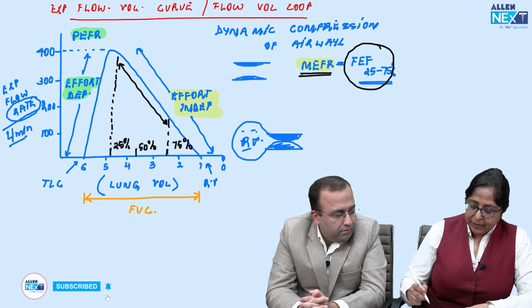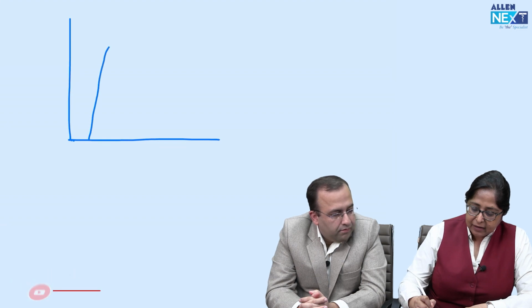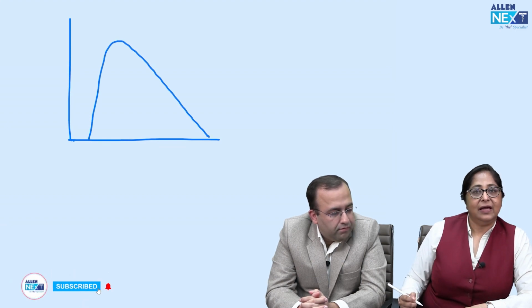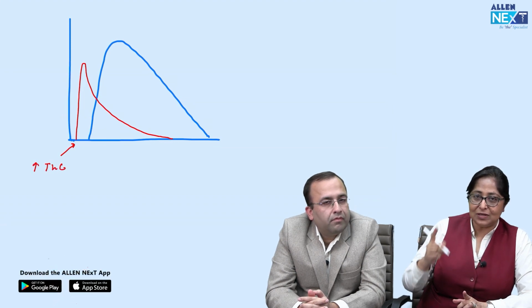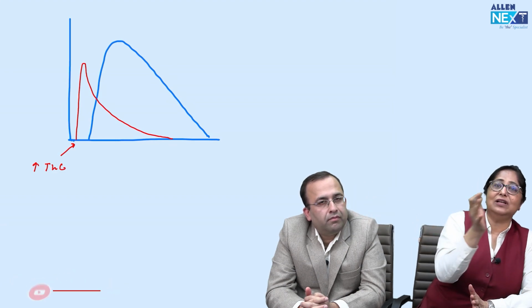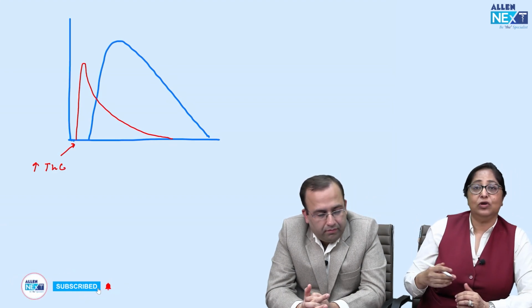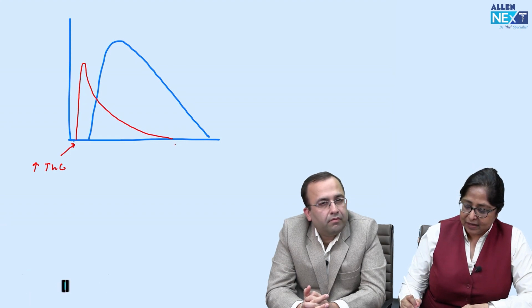Now, what is going to happen in obstructive lung disease? So if this is my normal expiratory flow volume curve, the curve that I get in obstructive lung disease is something like this. What has happened? Total lung capacity has increased. Remember, from left to right was 6543. So if this is to the left of normal, this is going to be a higher total lung capacity.